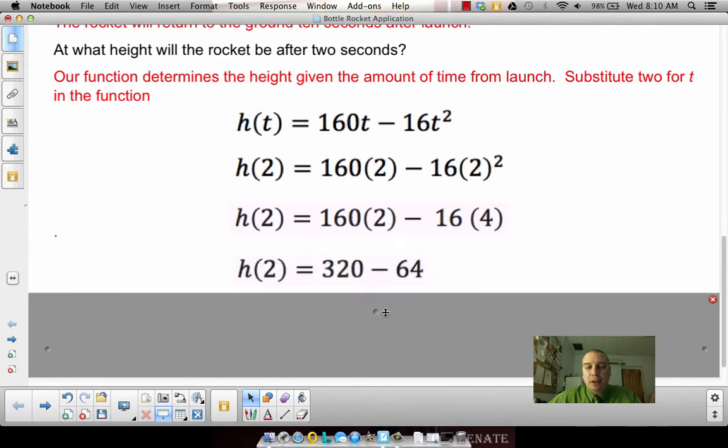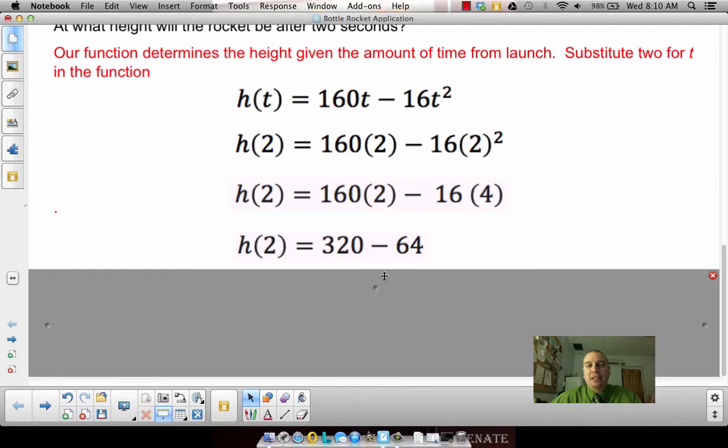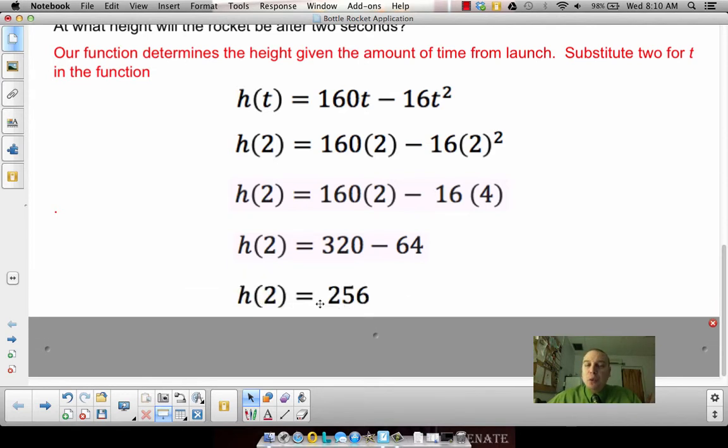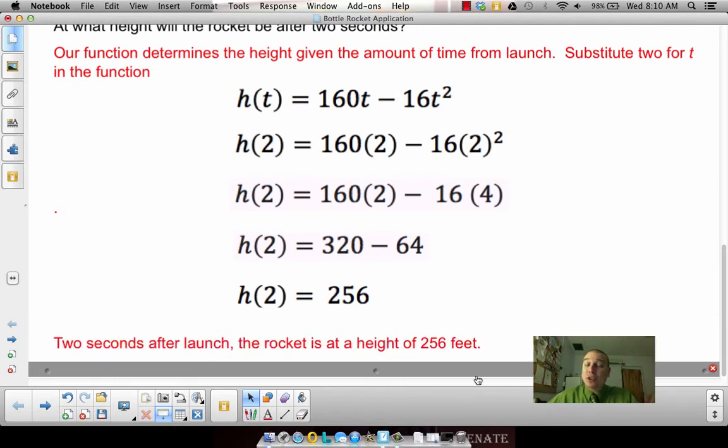And again, you have the calculator. So there's nothing here that's rocket science, even though we are dealing with bottle rockets. Sorry, I'm tired. So after 2 seconds, 256. Wait a minute. 2 seconds into the launch, which means it's not even at its max yet, because the max should be halfway through. So the max would be at 5 seconds. At 2 seconds, this thing has already reached a height of 256 feet.